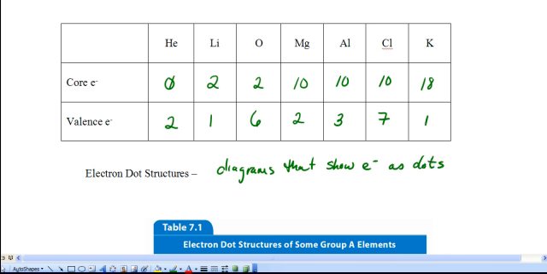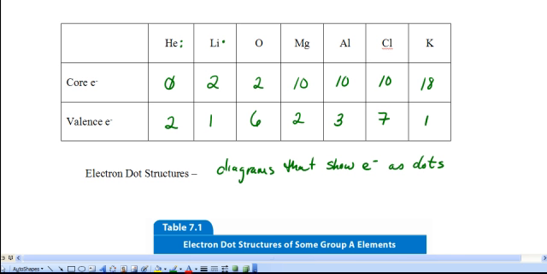And so if we go back up here to our diagram or our table here, helium has 2 valence electrons. So we can put 2 dots next to helium, and that would denote the 2 valence electrons. Lithium only has 1 valence electron, so we put 1 dot next to the lithium. Oxygen has 6 valence electrons.